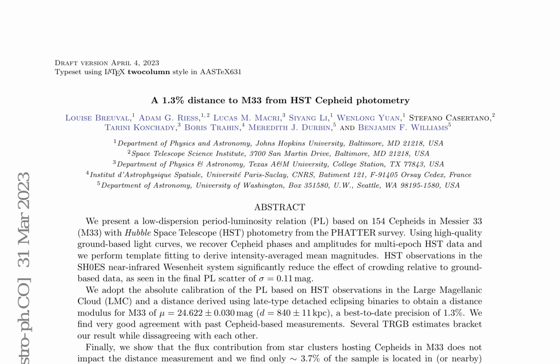The paper presents a low-dispersion period-luminosity relation for 154 Cepheids in Messier 33, M33, utilizing Hubble Space Telescope, HST, photometry from the PHATTER survey. By leveraging past studies and the high-quality PHATTER catalog, the authors aim to provide a new PL calibration for M33 Cepheids in HST filters and improve the M33 distance measurement.